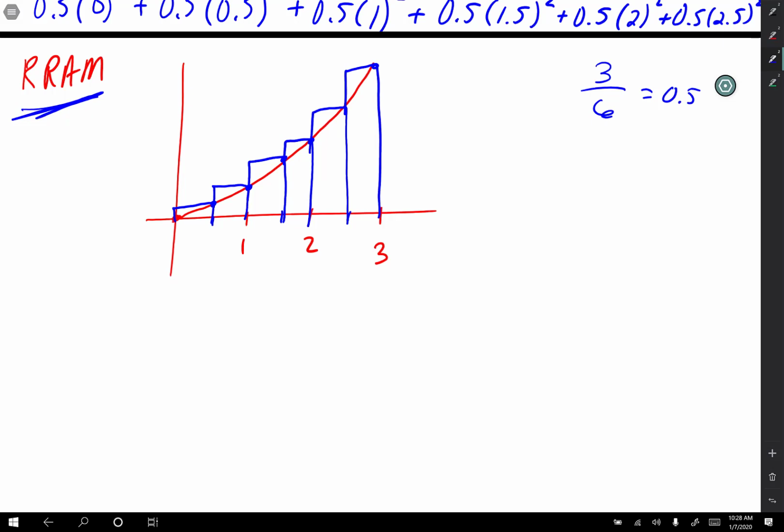Why is it called right if you're moving left? It's called rightmost because of what point I chose. I chose the rightmost point on this little interval. So between 0.5 and 1, I'm choosing the right side.